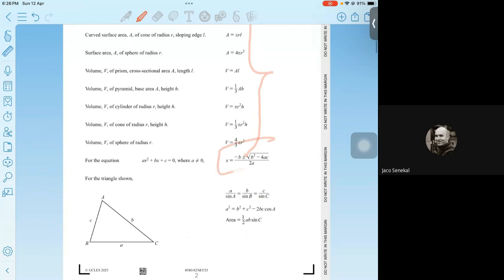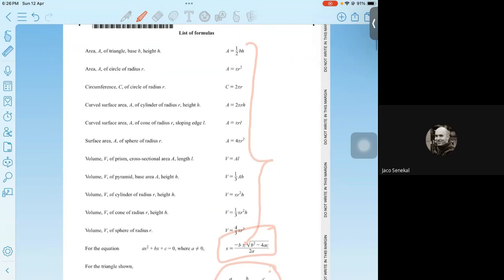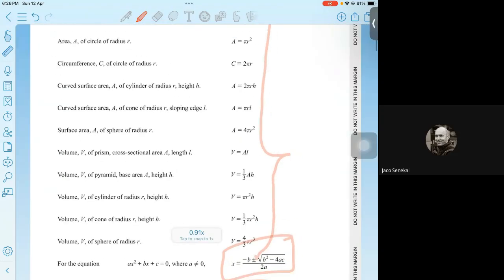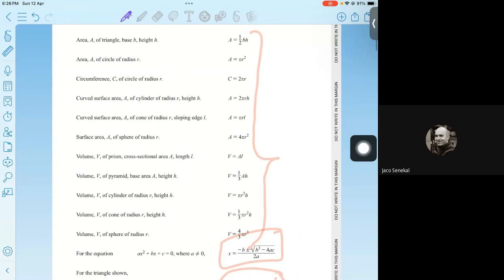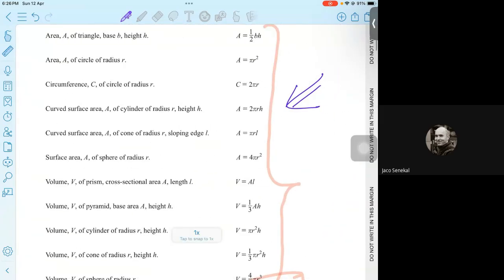This is the quadratic formula, and these are trigonometric ratio formulas that we're going to use in almost every single paper. Mensuration, I feel like the chapter only gives you one or maximum two questions per paper. They don't give you more than that, but it's very advisable that you know how to use every single one of these formulas. For example, there are a lot of students who don't know the difference between a normal surface area and a curved surface area.